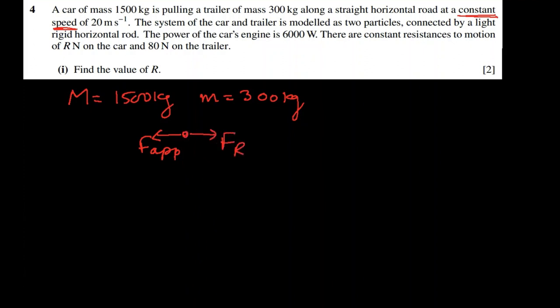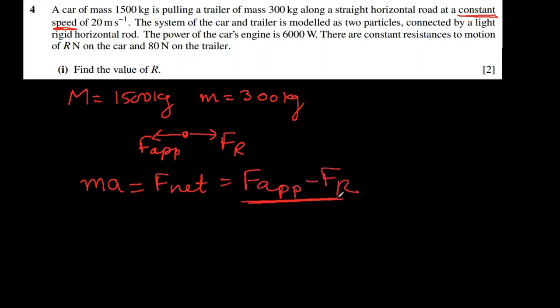Both of them will be equal. That's why there will not be any acceleration. The reason is that we know ma is F net, which is equal to applied force minus resistive force. So if these two are equal, it becomes 0. That means F net is 0 and mass cannot be 0. Mass is fixed for everything. Acceleration will be 0. That means it's a constant speed.